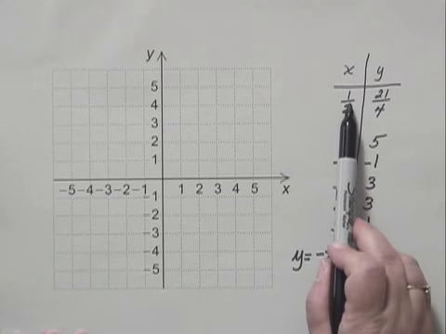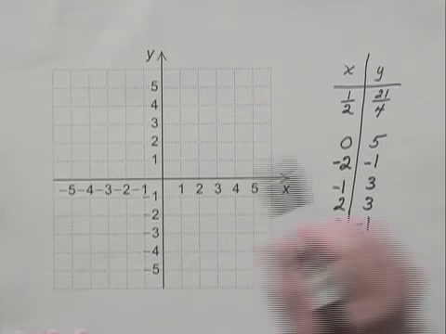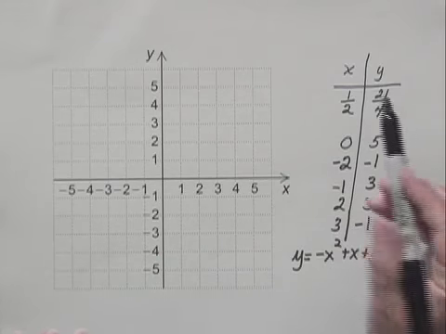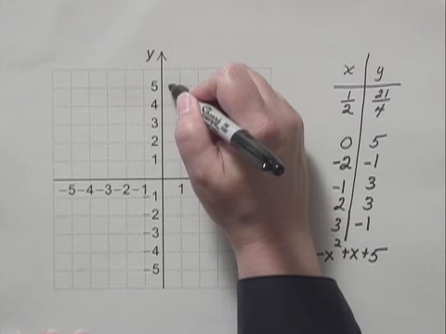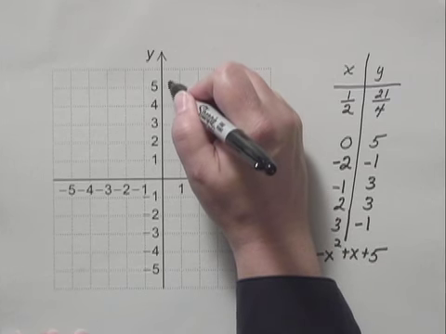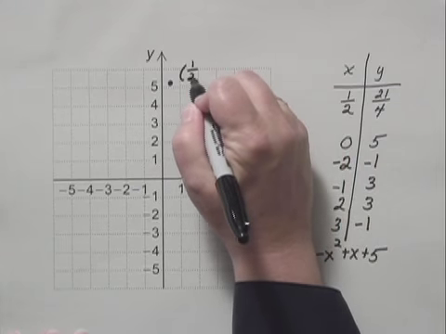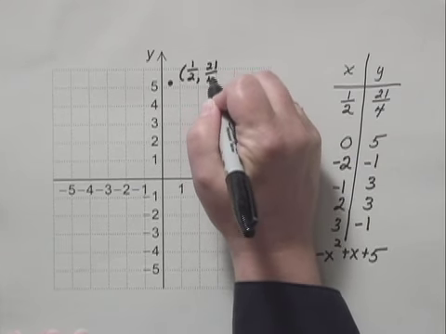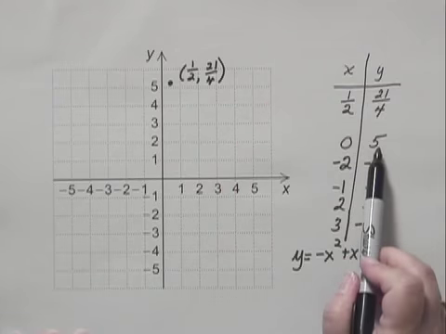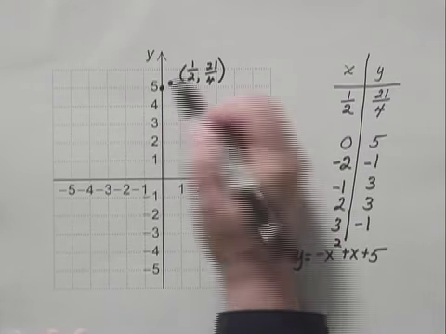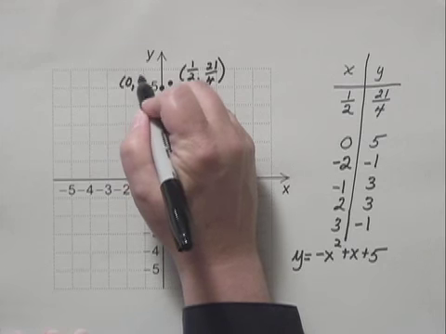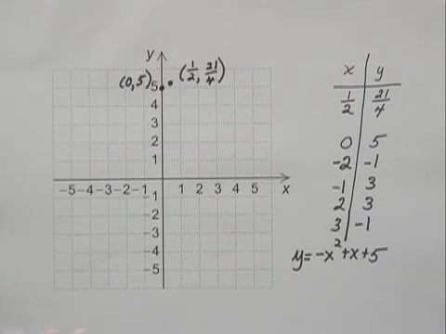We'll plot the vertex 1/2, 21/4. 21/4 is 5 1/4, so we go to 1/2 and a little above 5, mark that, and go ahead and label the vertex since we're supposed to label the vertex. The next point's the y-intercept, 0, 5, and we'll label that as well since we're supposed to label the y-intercept.